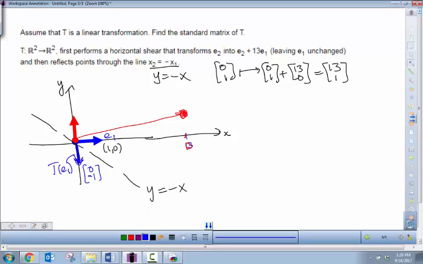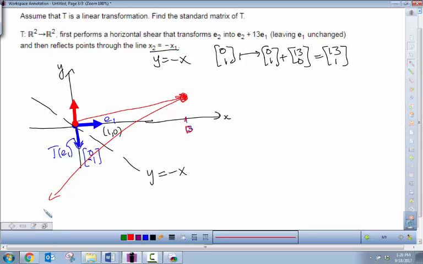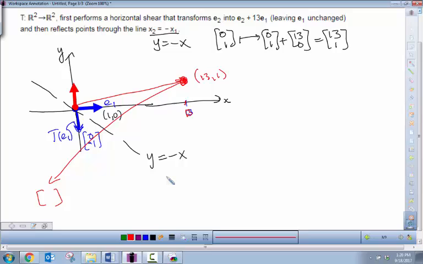Now let's see what happens to this guy. This guy gets reflected about this graph, and the question is where is it going to end up down here? Let's see what happens. This is the point 13, comma 1, and we're reflecting it. So what's this going to be? Negative 13, negative 1. Is that right?